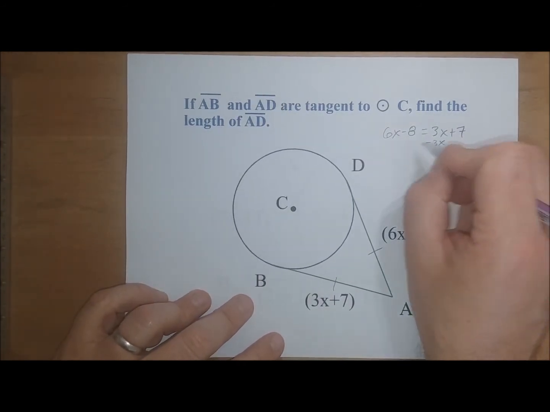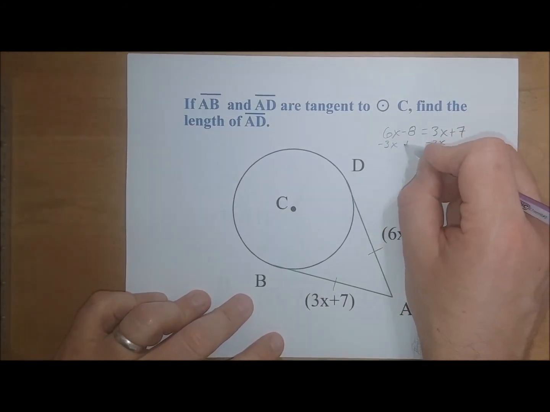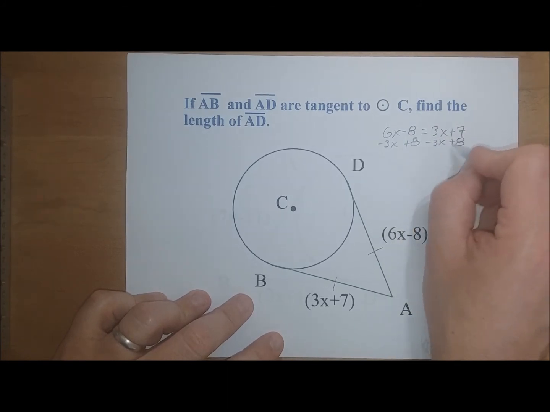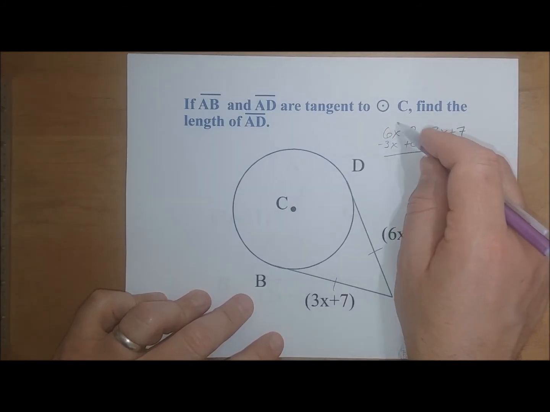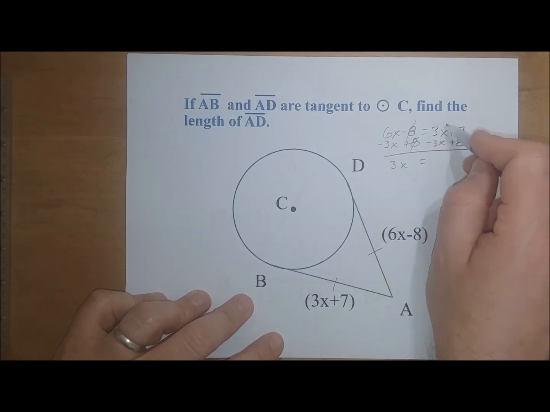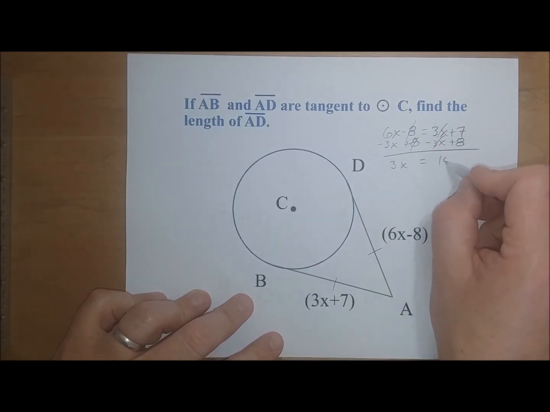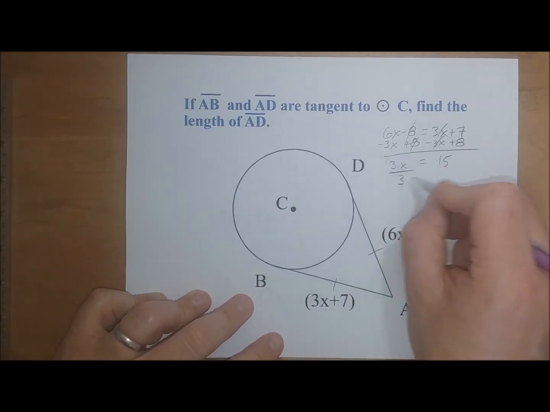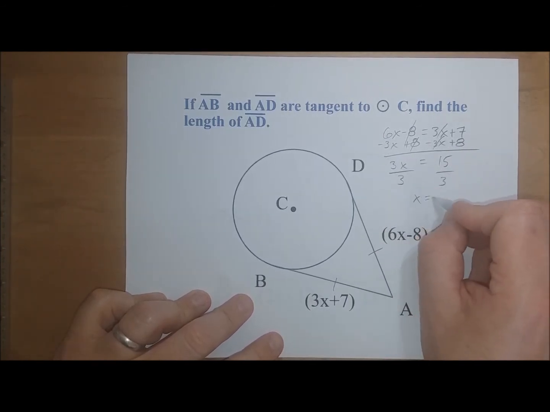Let's subtract 3x from both sides. Well, we add 8 to both sides. And we're going to end up with 6x minus 3x is 3x. Cancel, cancel. Cancel, cancel. 7 plus 8 is 15. And we'll divide both sides by 3. We get x equals 5.